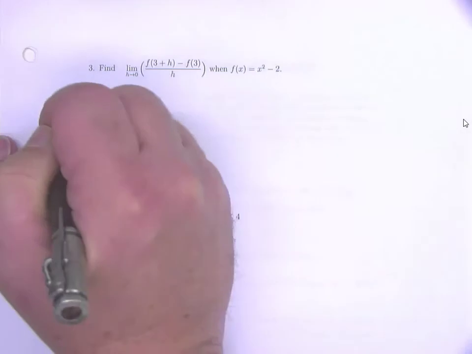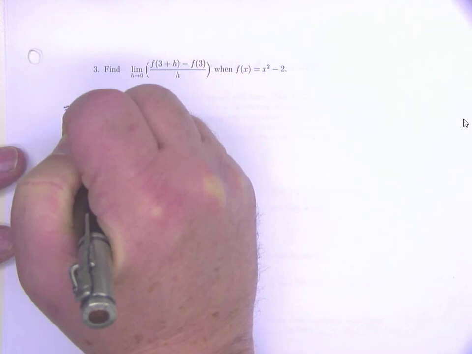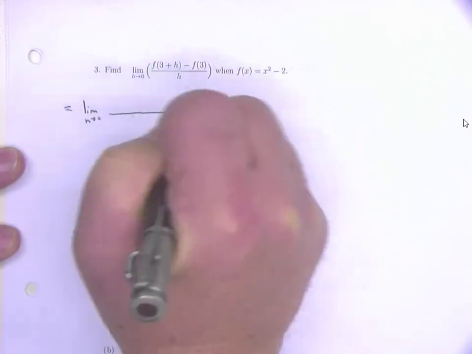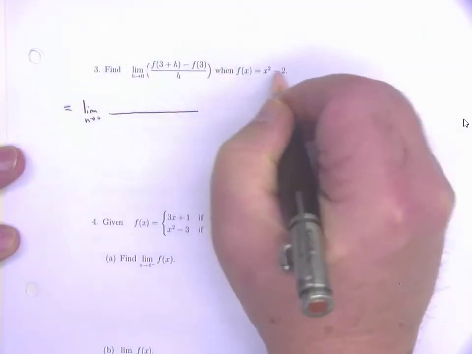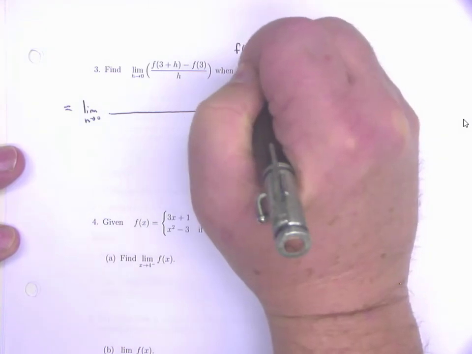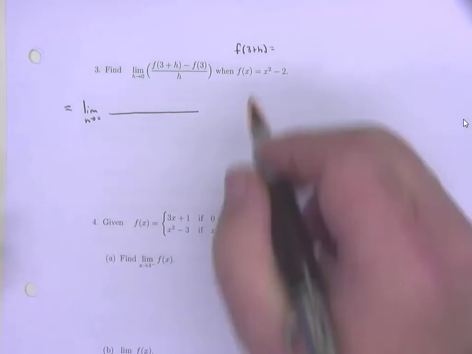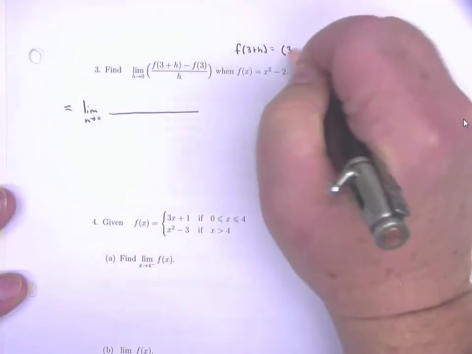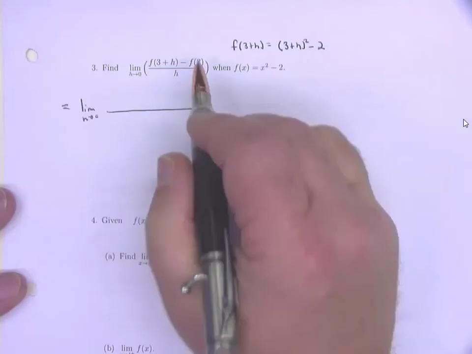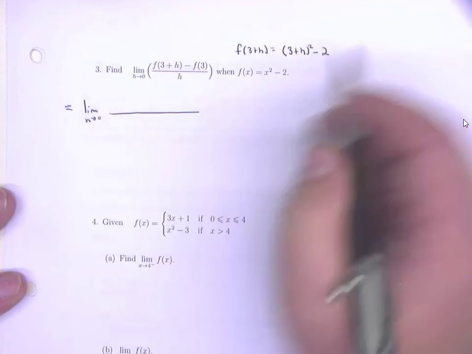Well, first thing you want to do is actually crunch this guy out. So this is the limit as h approaches 0 of, now, f of x is x squared minus 2. We need to find what f of 3 plus h is. So here comes that functional notation. If f of x is x squared minus 2, what is f of 3 plus h? I don't care what's inside that parentheses, I'm going to replace the x in the original problem with that. I've got a 3 plus h. So this will turn into (3 plus h) squared minus 2. Does that make sense?